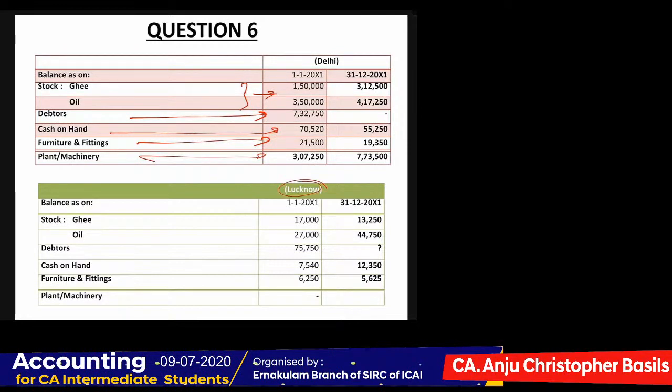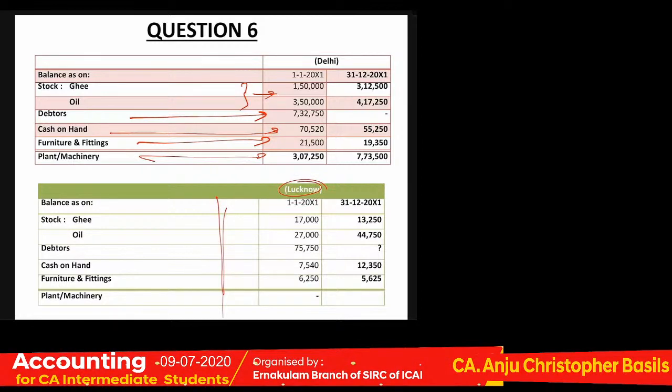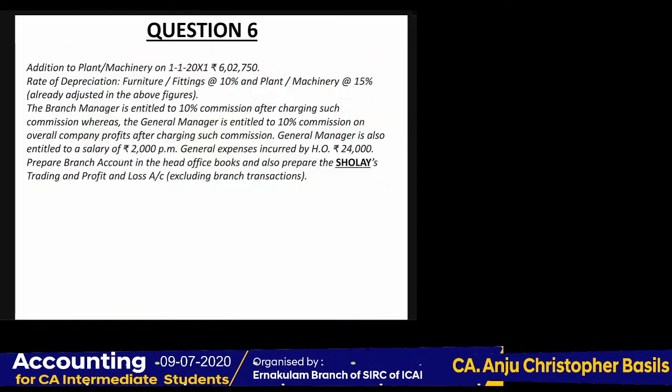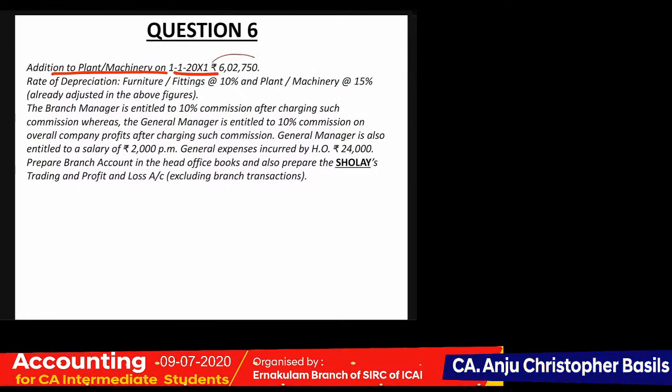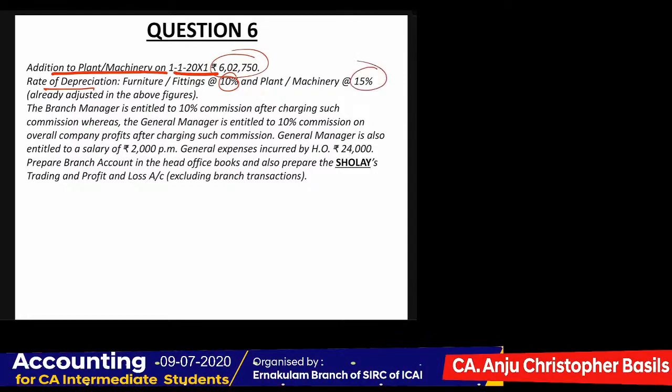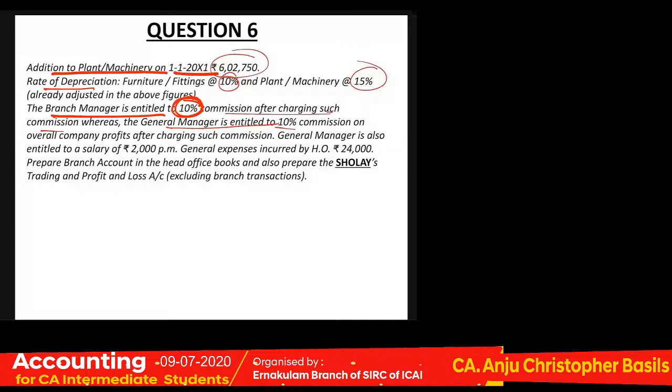Similarly, for the branch also you are given a few opening balances. So this is it. We are given certain opening and closing balances of both head office and branch. All right, and then after that, listen. Addition to plant and machinery on 1/1/2001, we have actually purchased certain plant and machinery, and the value happens to be 6 lakh 2,750. The rate of depreciation is 10% for furniture and fittings, and plant and machinery is 15%. The branch manager is entitled to 10% commission after charging such commission, whereas the general manager is entitled to 10% commission on overall company profits after charging.